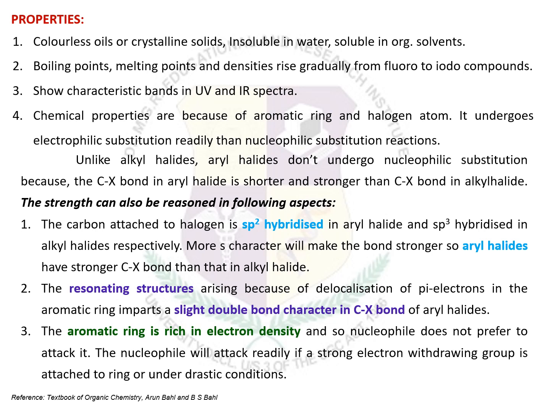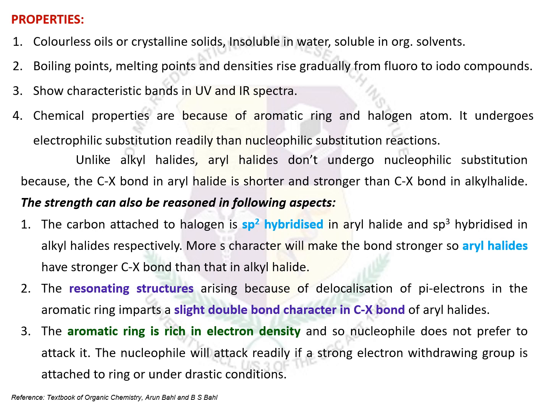The C-X bond in aryl halides is shorter and stronger than the C-X bond in alkyl halides. This strength can be explained in the following aspects also. The carbon attached to the halogen is sp2 hybridized in aryl halides, whereas in alkyl halides the carbon attached to the halogen atom is sp3 hybridized. Since the s character is more in sp2 hybridization, the bond is stronger in aryl halides compared to the s character in the sp3 hybridization of alkyl halides.